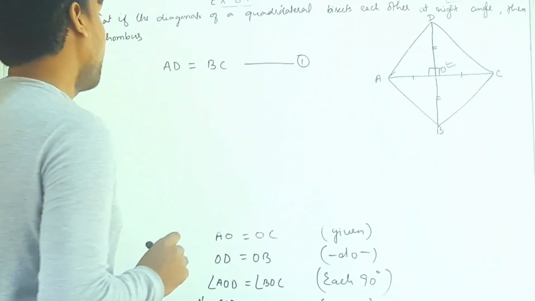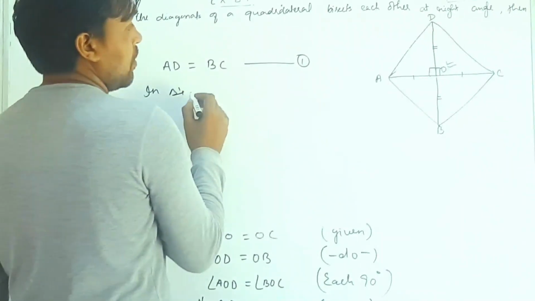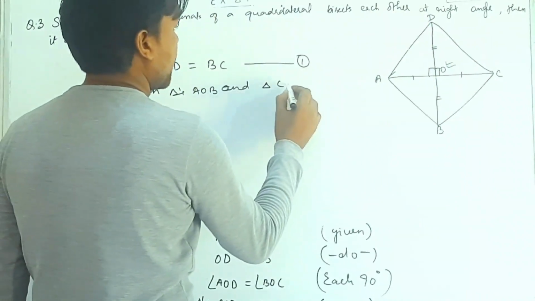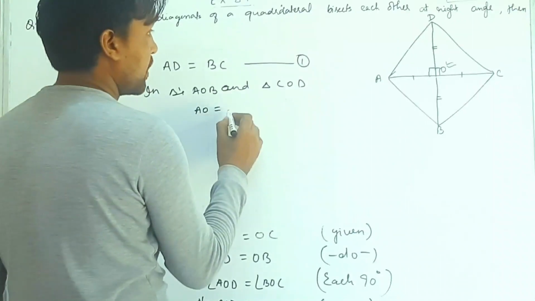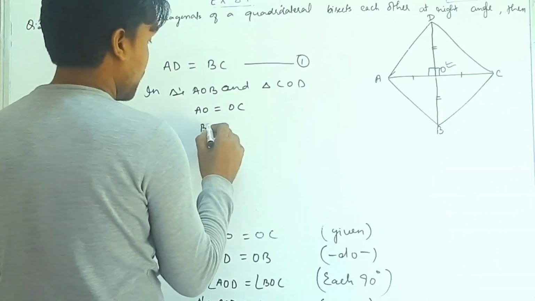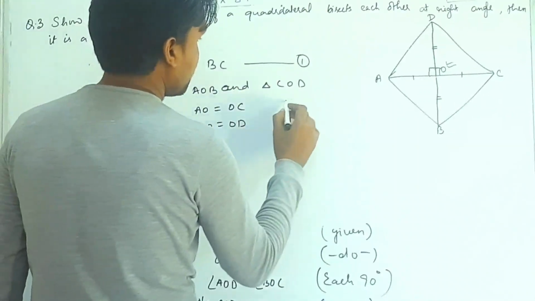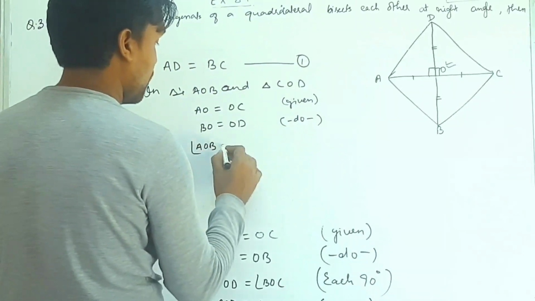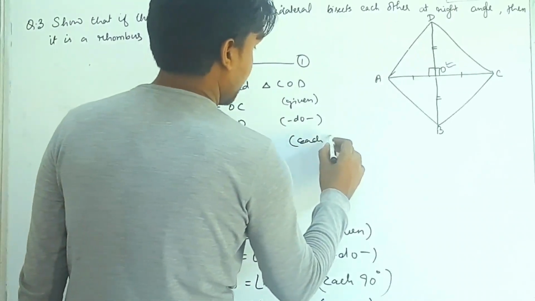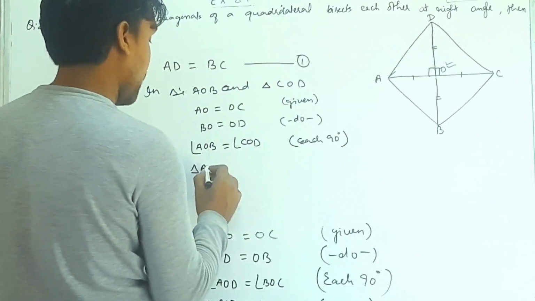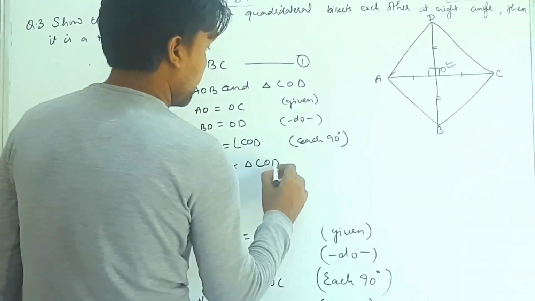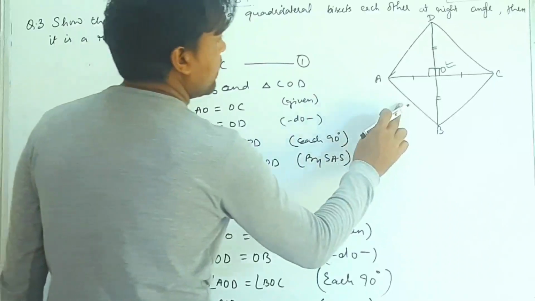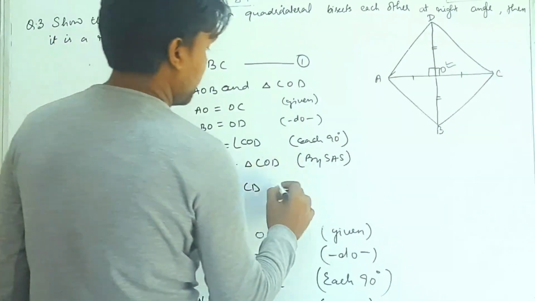So if these two triangles are congruent, then AD equals BC. Equation number 1. Now again we take triangle AOB and triangle COD. Similarly here also AO equals OC and BO equals OD, both given. And angle AOB equals angle COD, each 90 degrees. So triangle AOB is congruent to triangle COD by SAS. Then AB equals CD. This is equation number 2.